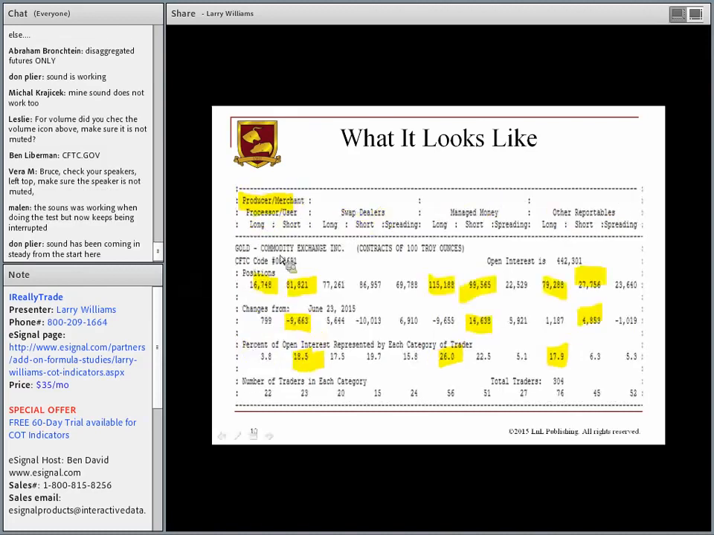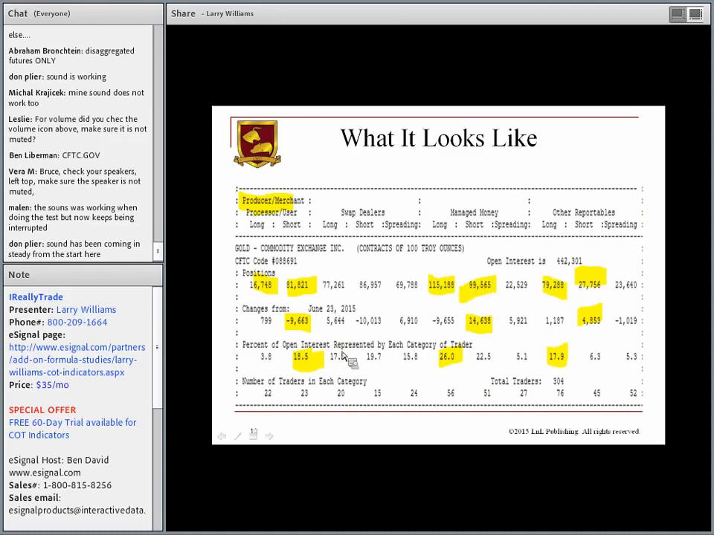Now we're looking at gold. You can see gold, the commercials recently had a long position of 81,000, short position of 16,000. They had decreased, in this case, their short position. And we can look at the public over here, which I really like to look at. Wow, they're heavily long, almost 80,000 contracts long versus 27,000 contracts on the short side. Managed money was about evenly balanced, a little bit more long than short, but about even.